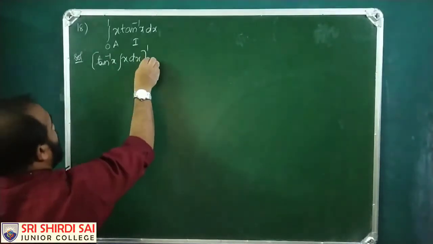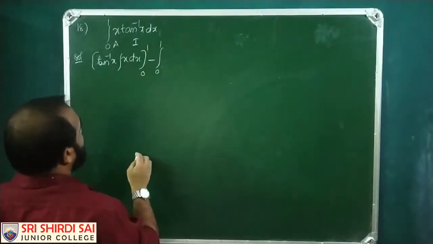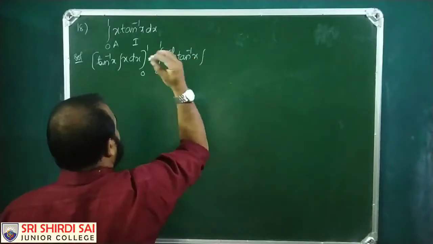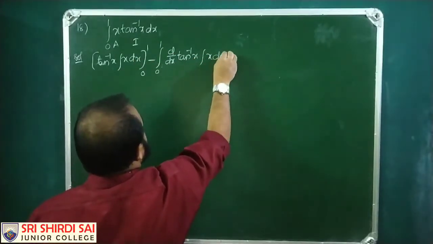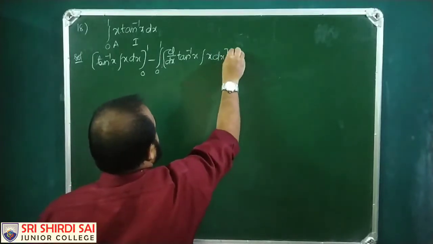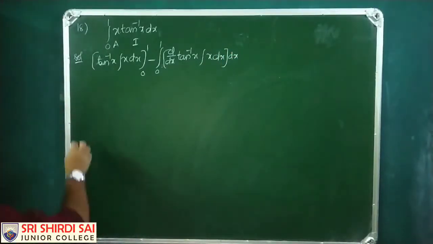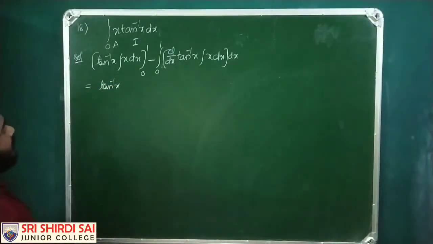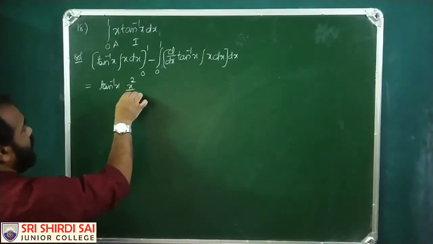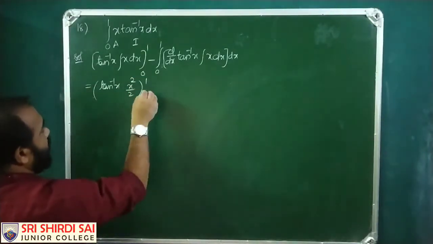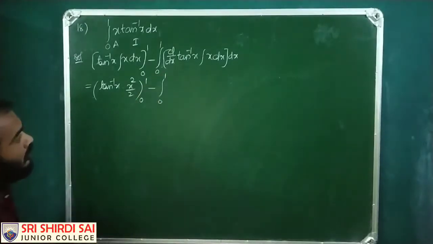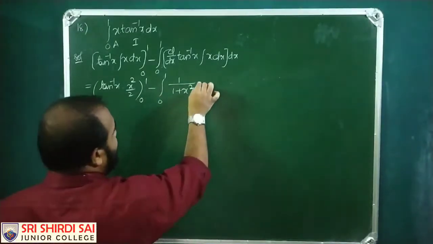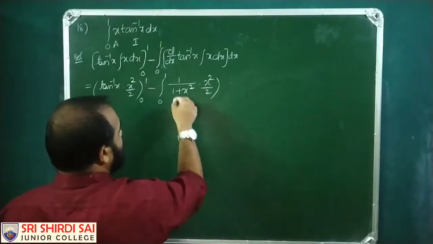So 0 to 1, minus integral 0 to 1 of d by dx of tan inverse x into integral of x dx, whole dx. So this is equals to tan inverse x, integral x dx is x square by 2. Process is over. 0 to 1 minus 0 to 1, d by dx of tan inverse x is 1 by 1 plus x square. Integral x dx is x square by 2, whole dx.